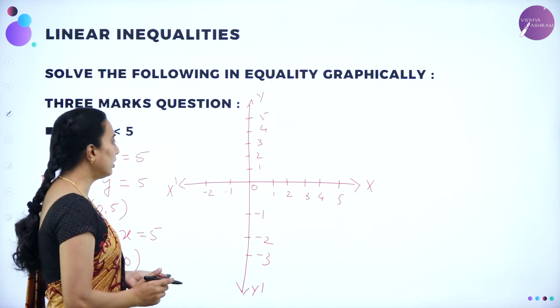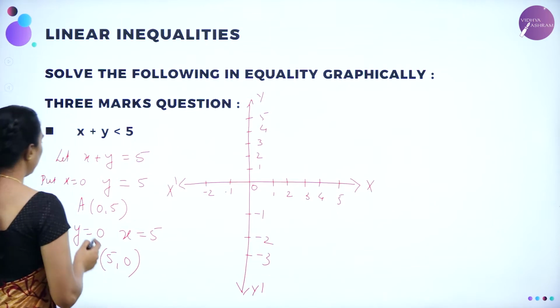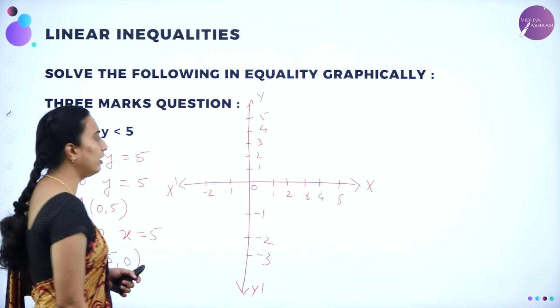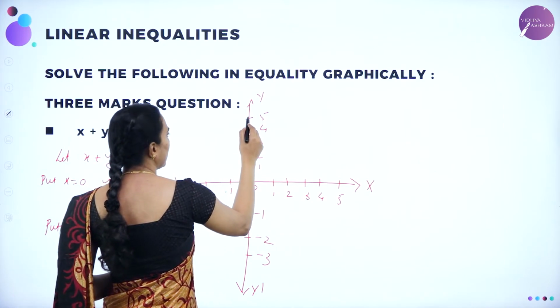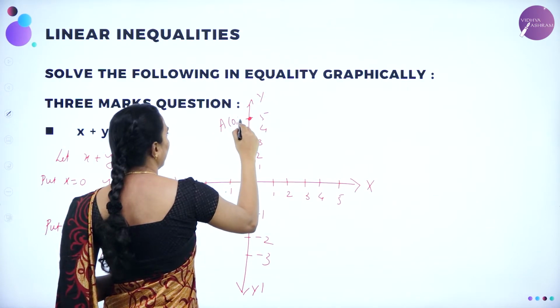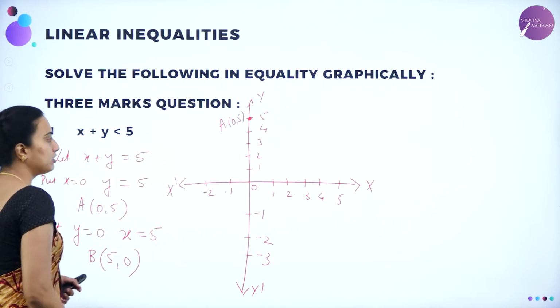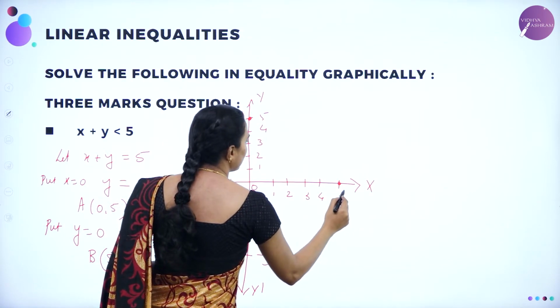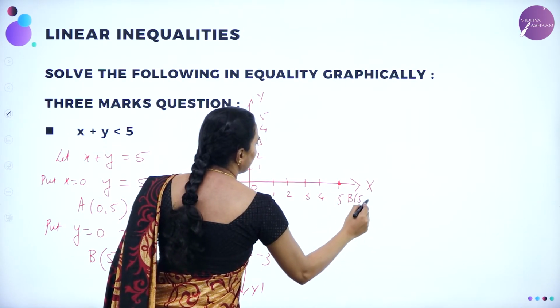Okay. So here you are going to have A of 0 comma 5. Where will A of 0 comma 5 lie? Here. 0 comma 5. This is the point A. So marking the point A of 0 comma 5. Then B of 5 comma 0. Where will it lie? This is B of 5 comma 0. So B of 5 comma 0.